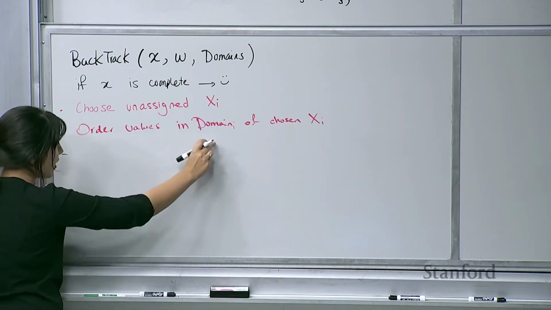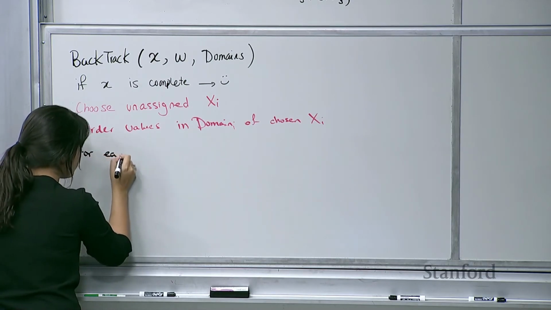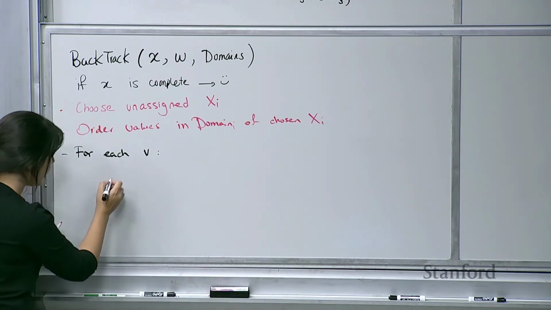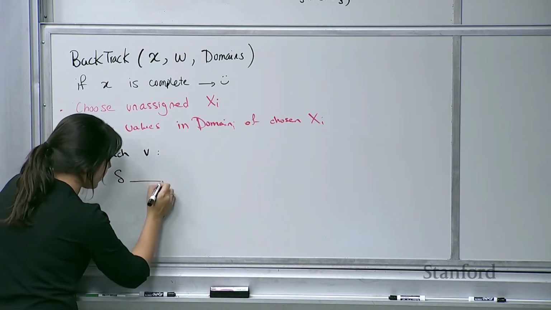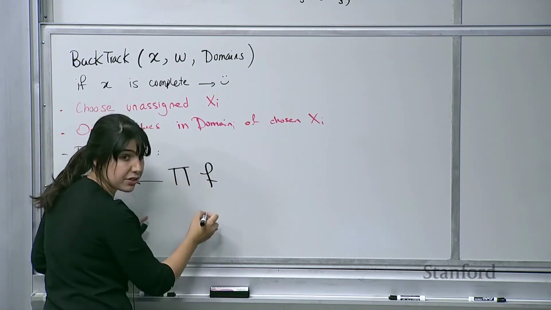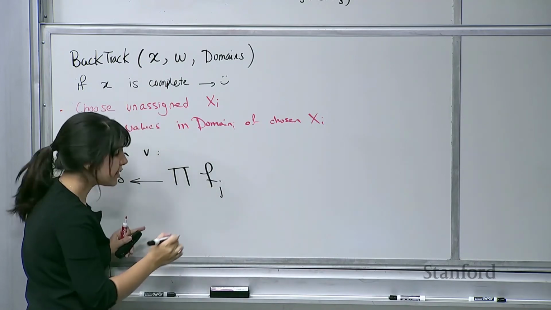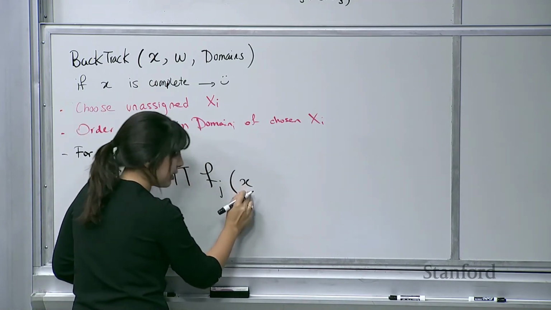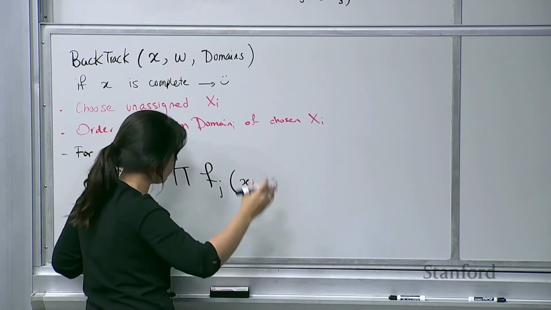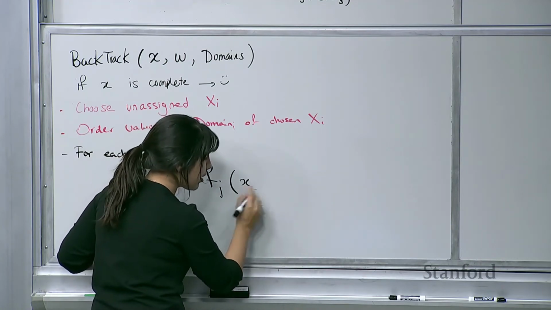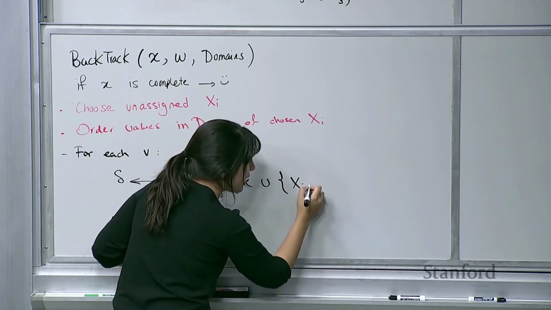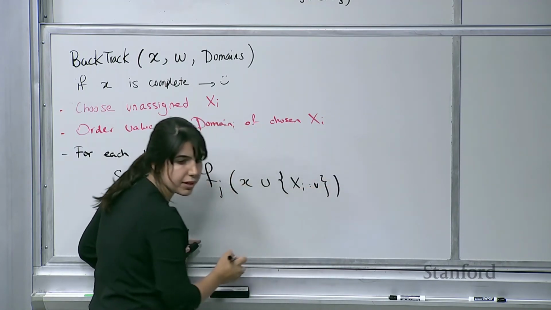And then for each of these values in this order, so for each v in this order that you have decided, you're going to update your weight, or you're going to have this delta weight value. And this delta weight value is going to be the product of your factors, okay? And these factors are factors of your partial assignment, whatever you've decided so far. Maybe you have assigned 2 colors for 2 territories already, and you're looking at the third one. So it's going to be the partial assignment union whatever value you're looking at for this new xi that you're trying to pick maybe a color for, okay?